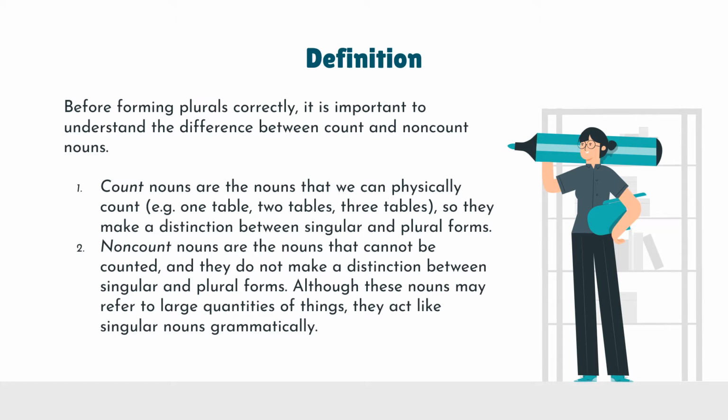For example, one table, two tables, three tables. So they make a distinction between singular and plural forms. While non-countable nouns are the nouns that cannot be counted, and they do not make a distinction between singular and plural forms. Although these nouns may refer to large quantities of things, they act like singular nouns grammatically.